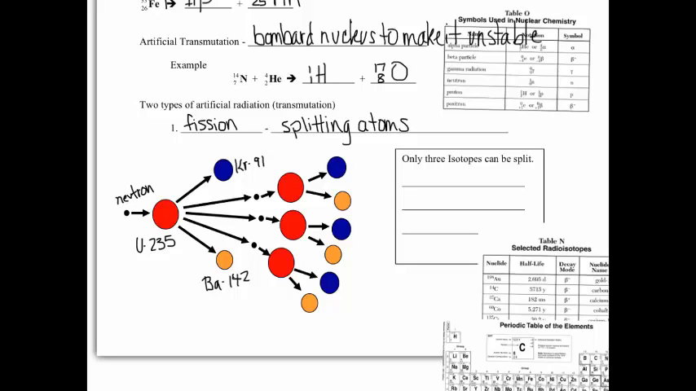There are only 3 isotopes that can be split, and they are uranium-233, uranium-235, and plutonium-239. You need to memorize those isotopes. Those are the only ones that we can use in a fission reaction.